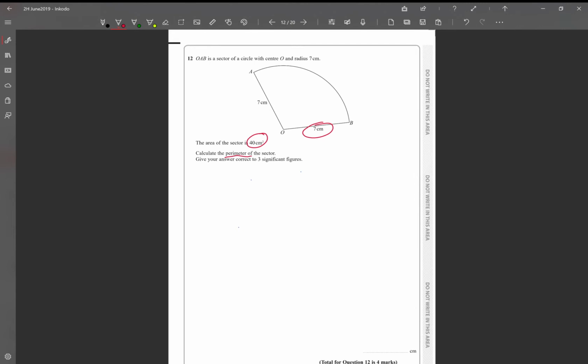But before we can get the perimeter, we actually need the angle, and that's really what we need to find out first. Normally, to find the area of a sector like this, you would do the area of the circle, pi r squared, and then you times it by the sector, divided by 360, and that would give you the sector area.